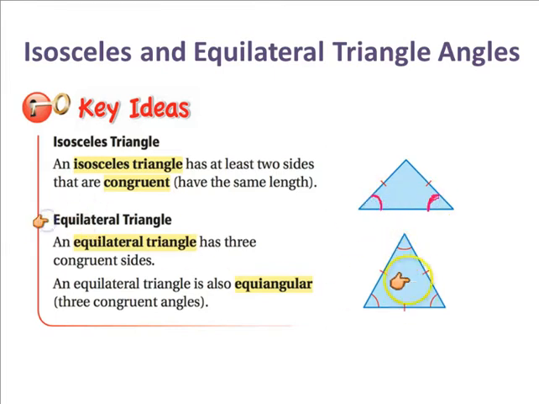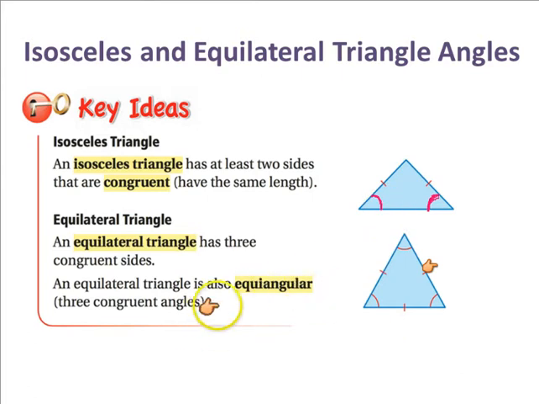Now let's talk about equilateral triangles. An equilateral triangle has three sides that are congruent, and we know that by looking at this diagram because each side has one little tick in it, which lets us know that those sides are congruent with one another. And then you'll note that an equilateral triangle also has all three angles congruent. We can see that because each angle has one little arc in it, letting us know that all three angles are congruent.